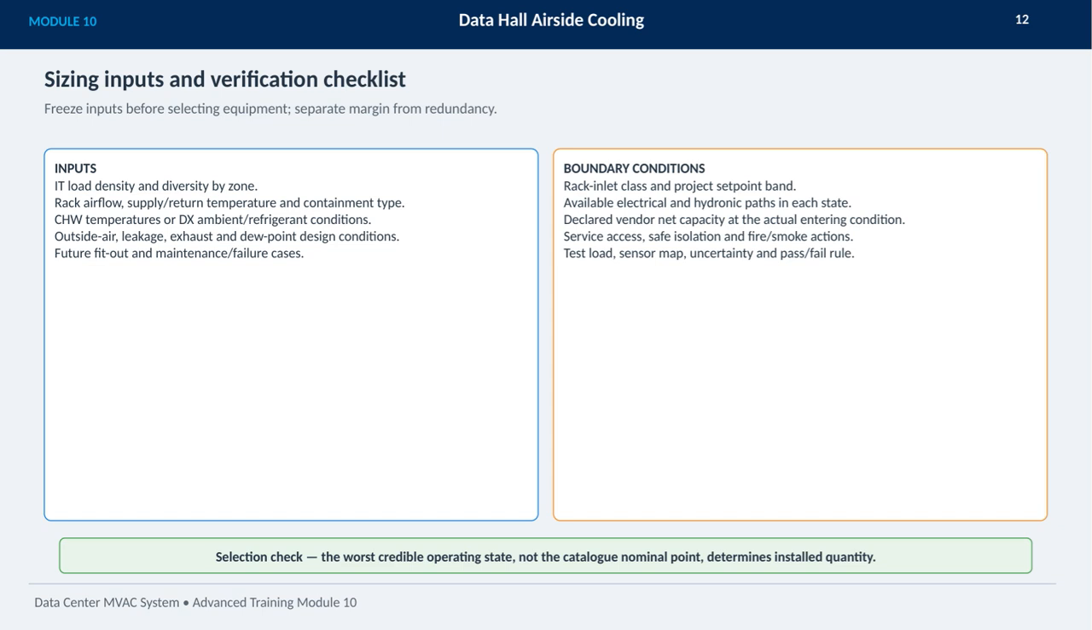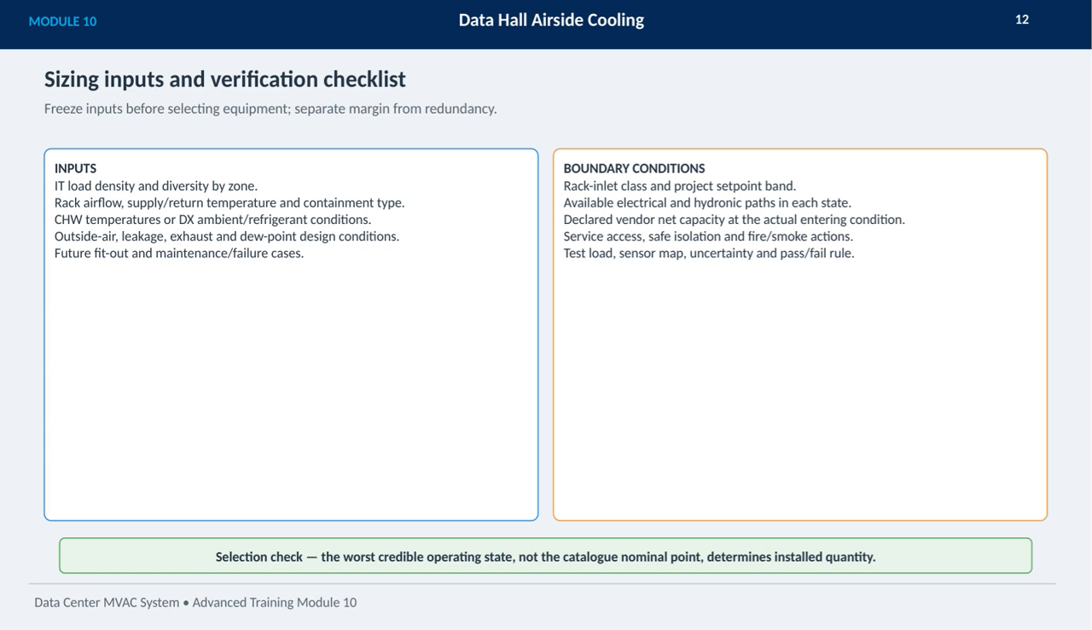We also consider cooling water temperatures or direct expansion conditions, as well as outside air, leakage, exhaust, and dew point design conditions. Planning must account for future fit-out, maintenance, and failure scenarios. Moving on to boundary conditions, we look at rack inlet class and project set point bands, plus available electrical and hydronic paths in various operational states.